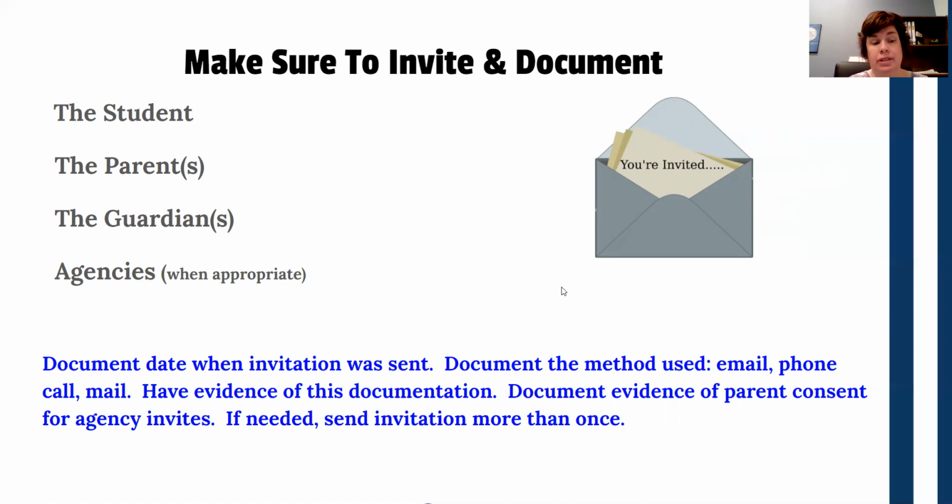Document evidence of parent consent for the agency invites. We talked about them needing to give their approval before outside agencies are invited to their child's IEP. If needed, you may need to send an invitation more than once to make sure that these individuals are in attendance of the IEP. It doesn't hurt to send an invitation more than once. Just make sure that you document the method that you used and when you did it.